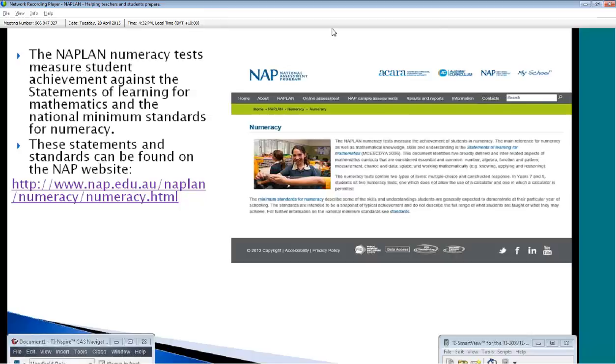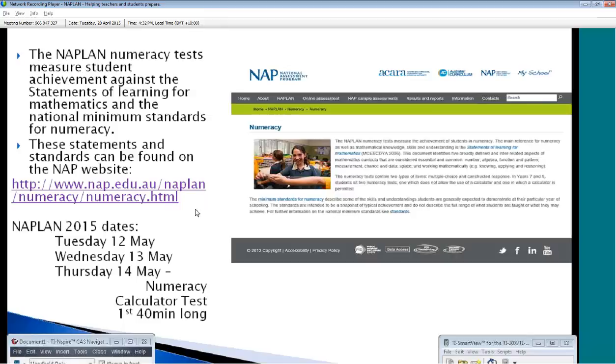It has a number of things. If you go into NAPLAN, and in that you can go into numeracy, what we need to remember is that the NAPLAN tests are designed to test students' abilities or achievements against national minimum standards. And that is what the Australian curriculum has then been focused towards. And if you want to see the actual national minimum standards, you can go to the link that I've got in the PowerPoint and have a look at them.